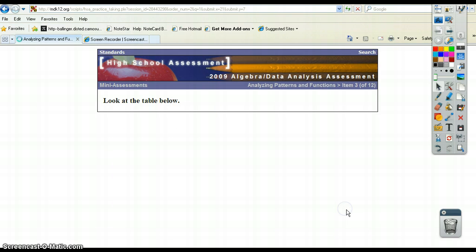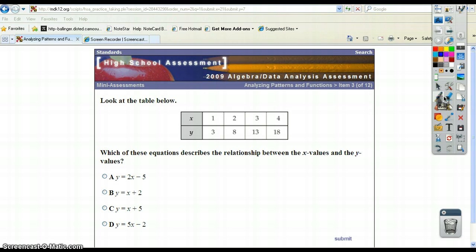And next question. Look at the table below. Which of these equations describes the relationship between the x values and the y values? Well, for this one, we want to make sure that our x values are increasing by 1. And each time we have an increase of 1, so that's good.